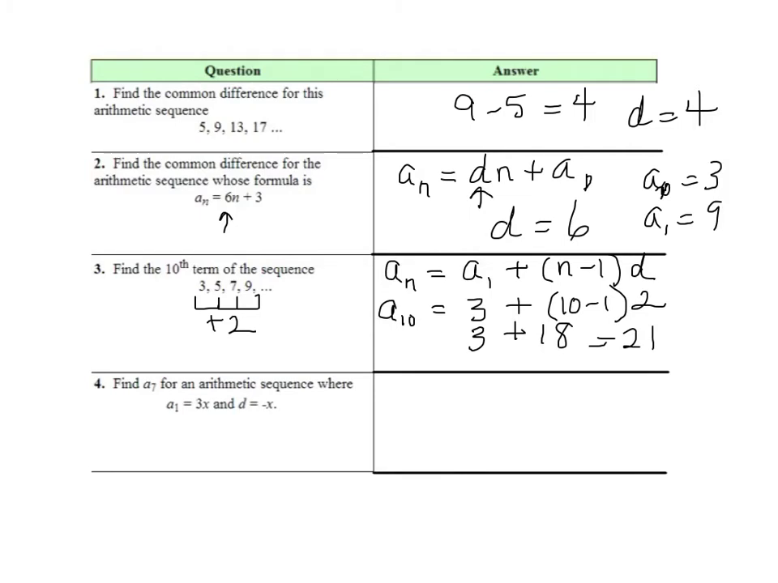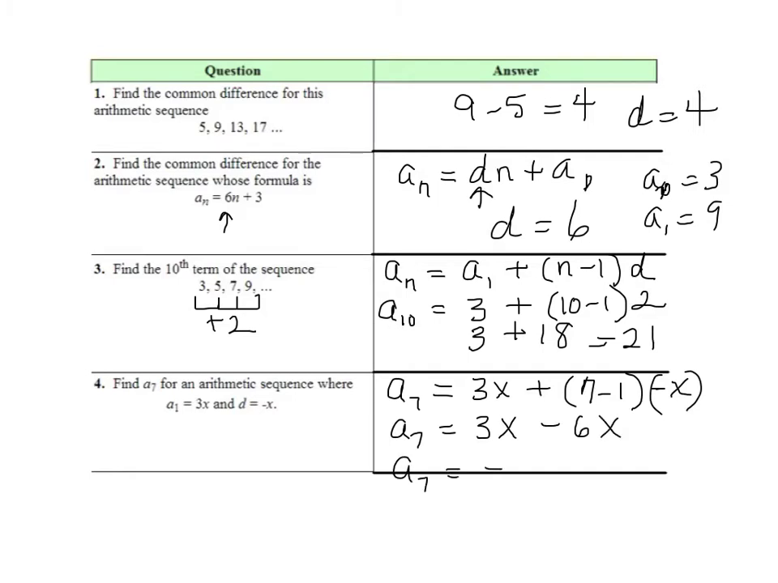Number 4 says find a sub 7. So a sub 7 is equal to the first term, which is 3x, plus n minus 1, so 7 minus 1, times the common difference. Well, the common difference is negative x. This is an algebra problem. So I have a sub 7 is equal to 3x minus 6x, and so a sub 7 is going to be negative 3x.